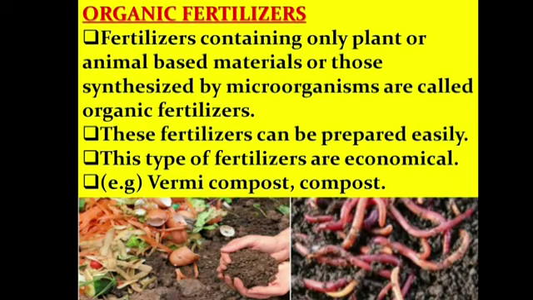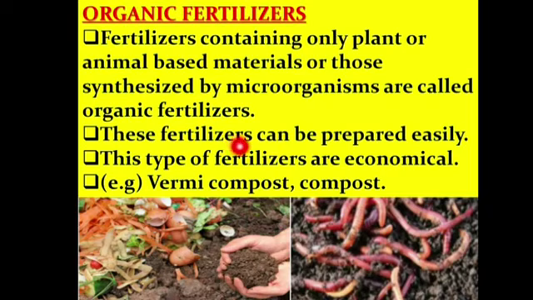Organic fertilizers. Fertilizers containing only plant or animal based materials or those synthesized by microorganisms are called organic fertilizers. These fertilizers can be prepared easily. This type of fertilizers is economical. Examples: vermicompost, compost. So what are organic fertilizers? Organic fertilizers contain only plant or animal based materials and also some microorganisms. If it contains all these things, they are called organic fertilizers.